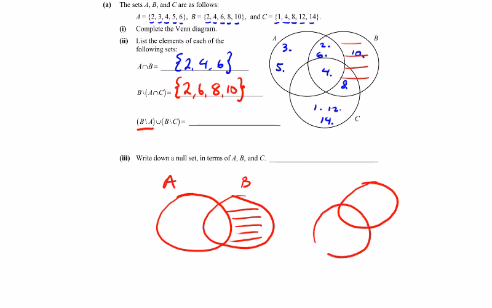So I take my B and my C. Everything in B that's not in C, so that will be going in this direction. Everything not in C. So what have I covered there? 2, 6, and 10.